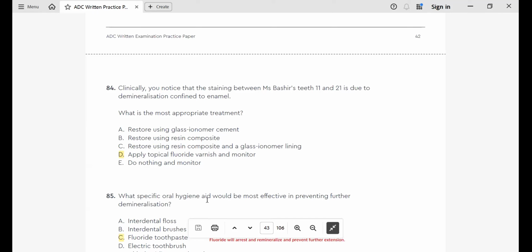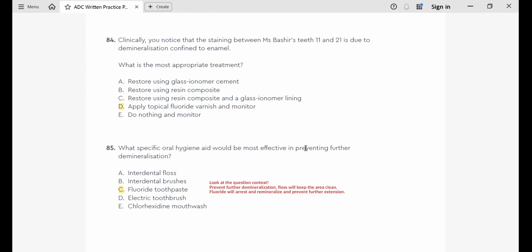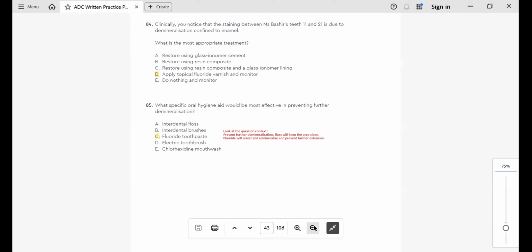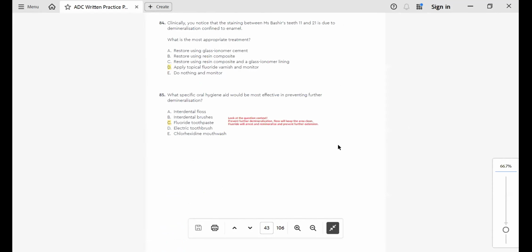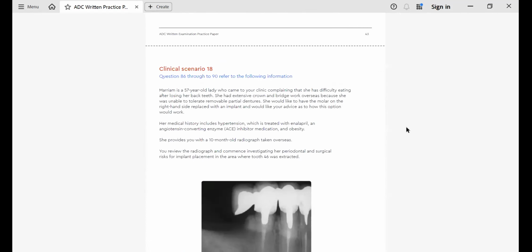What specific oral hygiene aid would be the most effective in preventing further demineralization, which means further demineralization of what has already happened, right? Look at the question context: prevent further demineralization. Floss will keep the area clean, but fluoride will arrest and remineralize and prevent further extension. Okay? Which basically tells you why option C is selected here. All right? Next case, Mariam, difficulty eating after losing her back teeth.